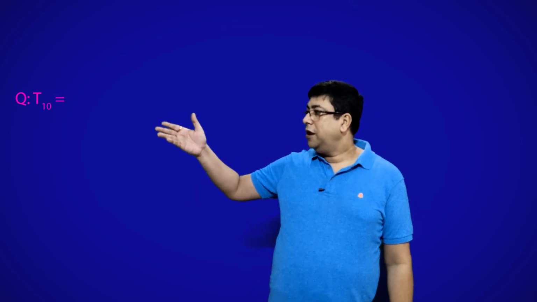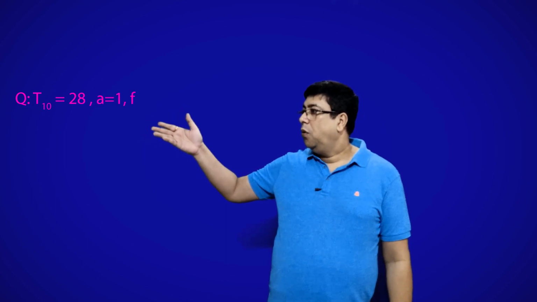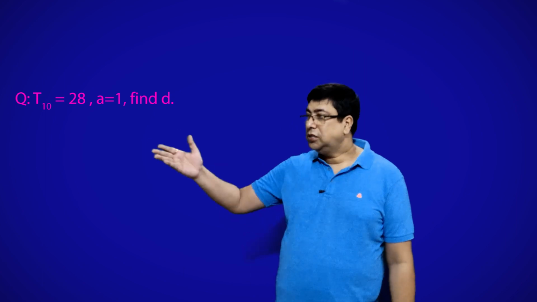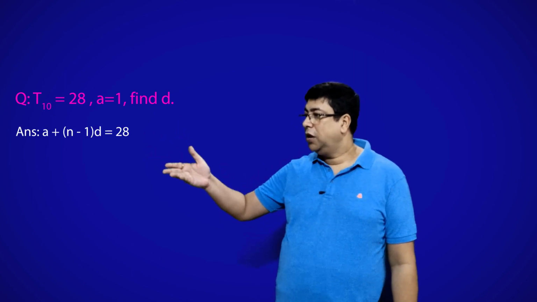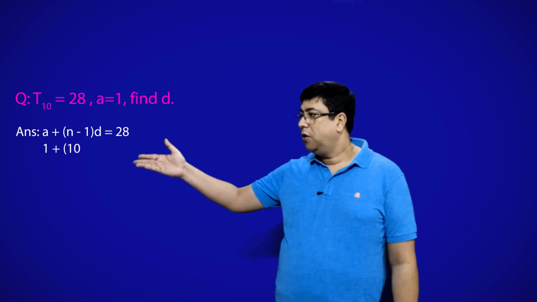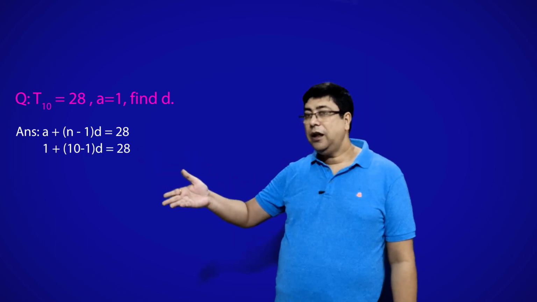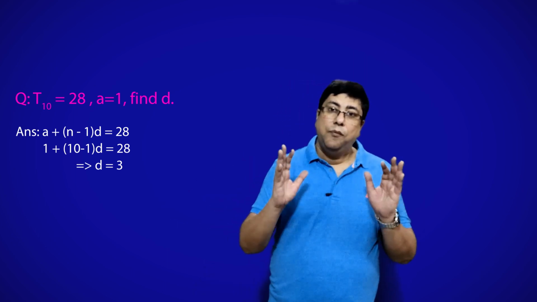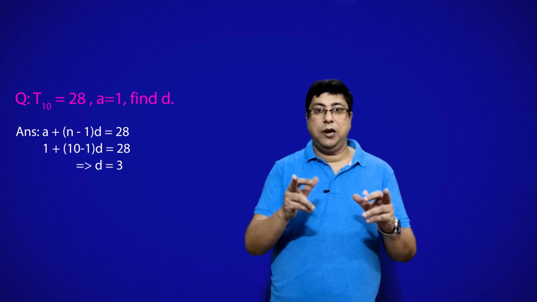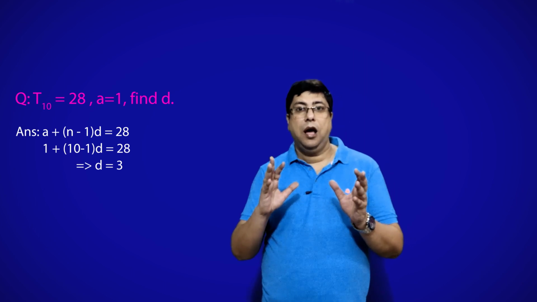So students, let us go to one example. Suppose T10 equal to 28, A equal to 1. Find D. So what to do, everyone? Just put in the formula: A plus (10 minus 1) into D equal to 28. Put A equal to 1. So everyone, we are seeing that we can get D easily. Out of the 4 parameters, if 3 are given to us, we can get the other very fast like this.